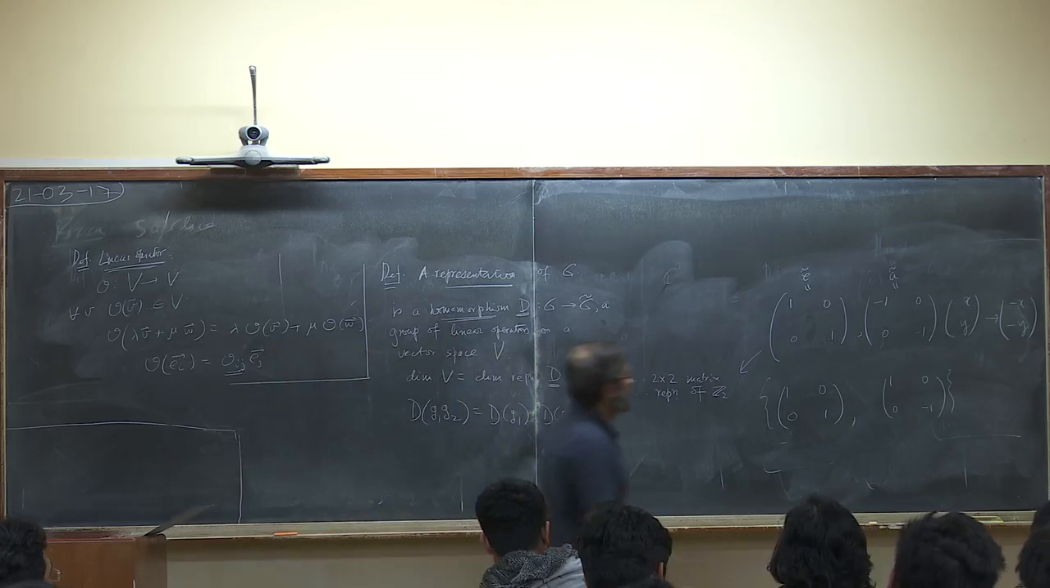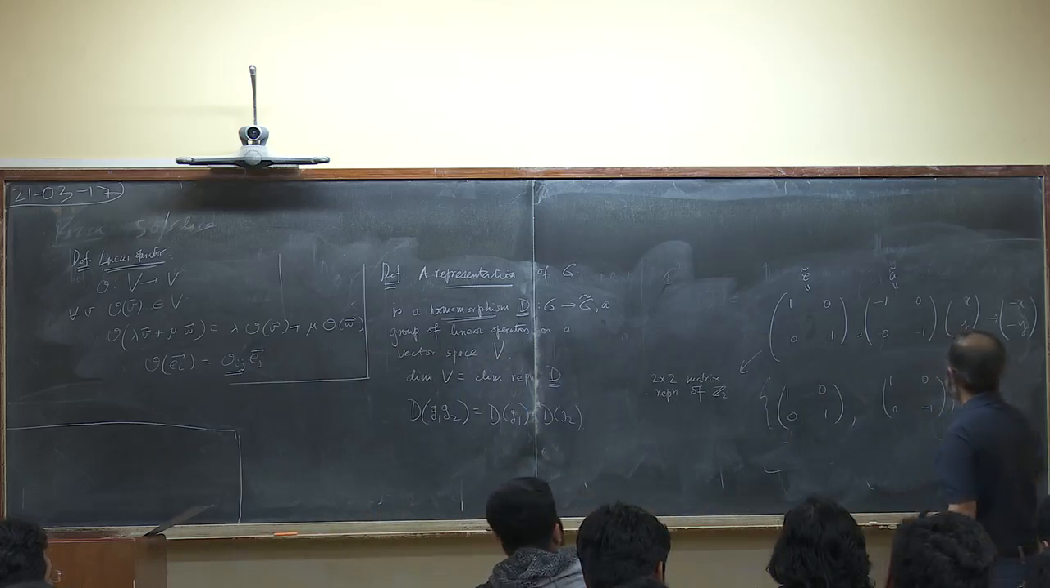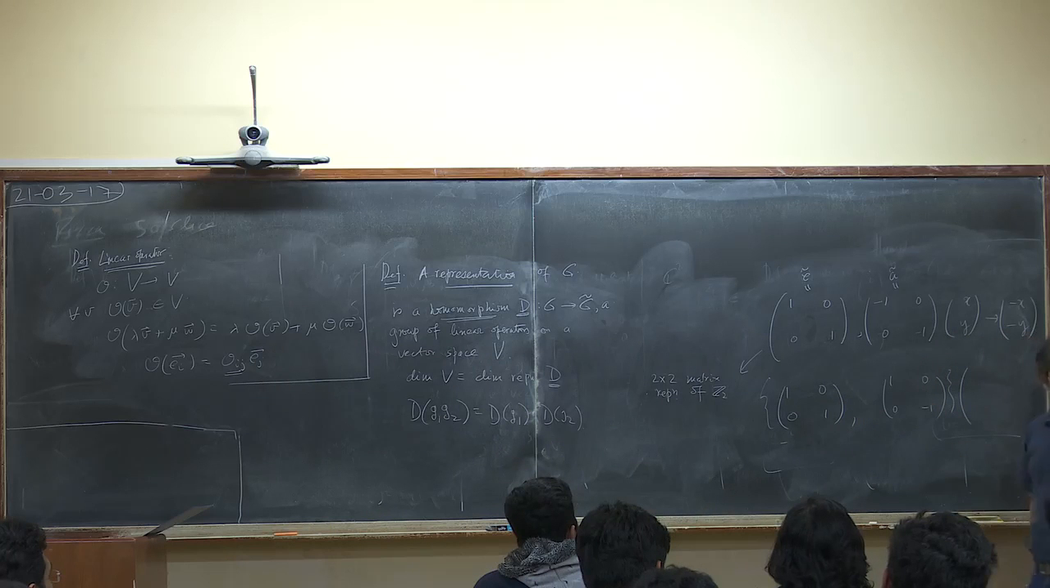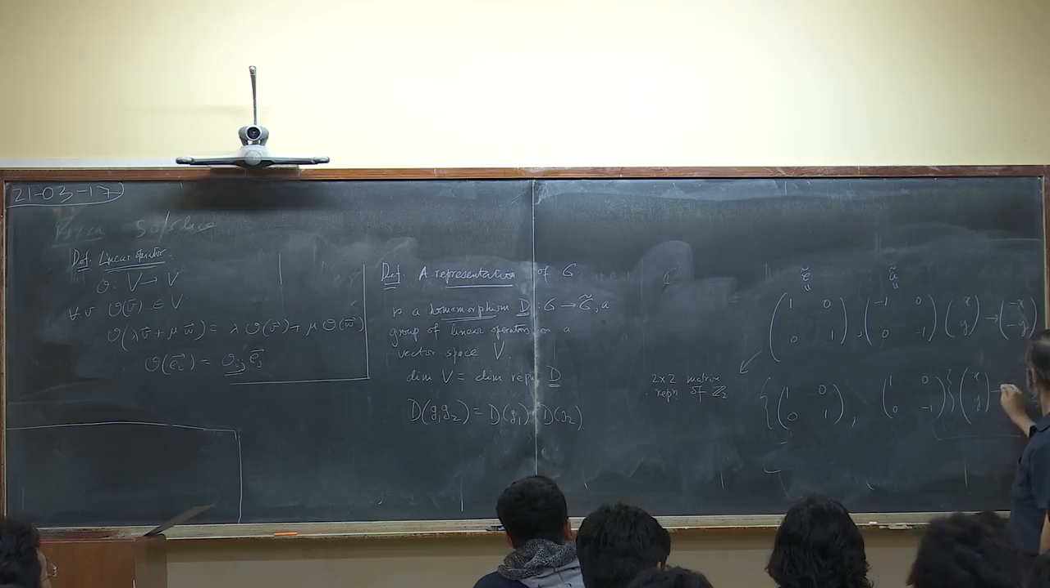On the other hand, take this guy. Of course, the whole vector space is invariant under this. But how about this one? So here you see this sends (x, y) to what?